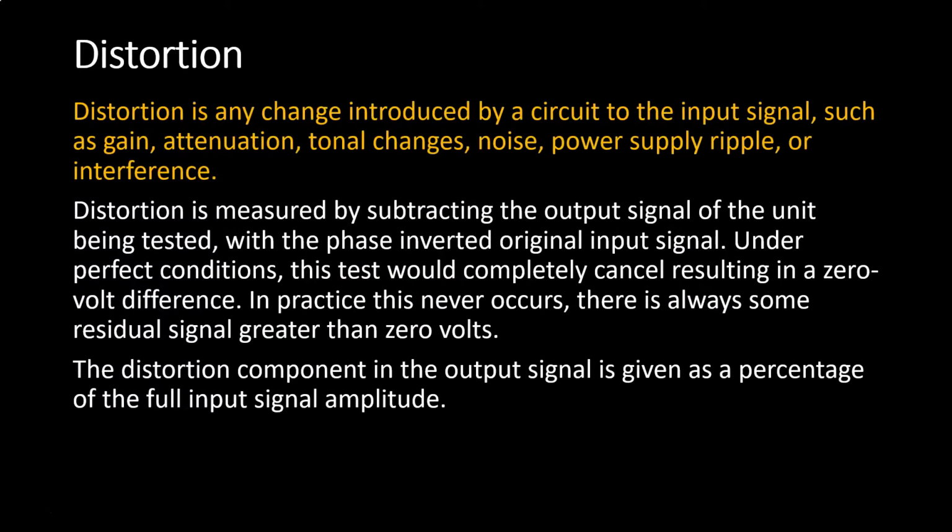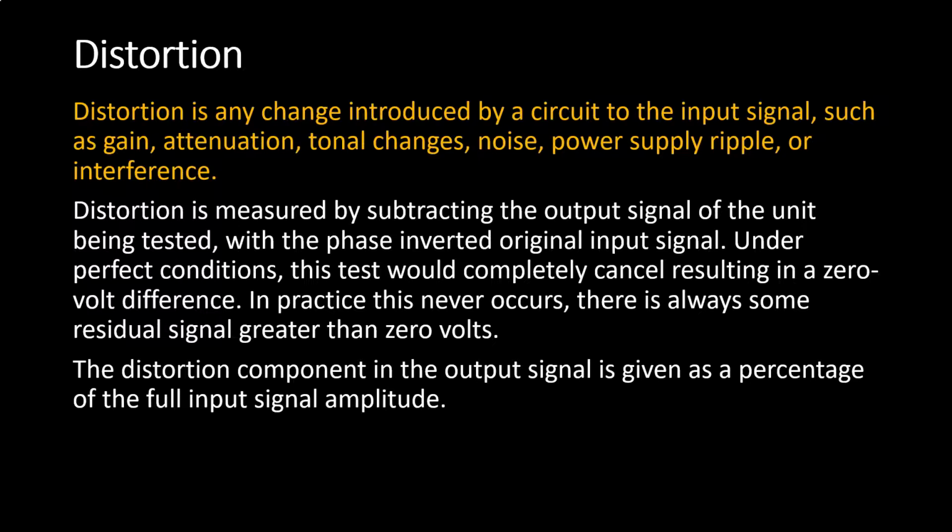The next thing we'll talk about is distortion. And distortion is any change introduced by a circuit to the input signal, such as gain or attenuation, making something louder or softer, tonal changes, which is changing the frequency or the tone controls, noise, power supply ripple, which is a different form of noise, or any other interference. Any of these changes to the original input signal are called distortion.